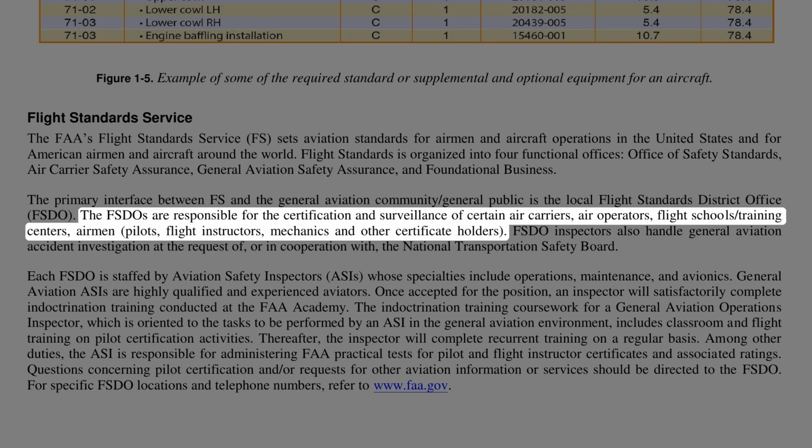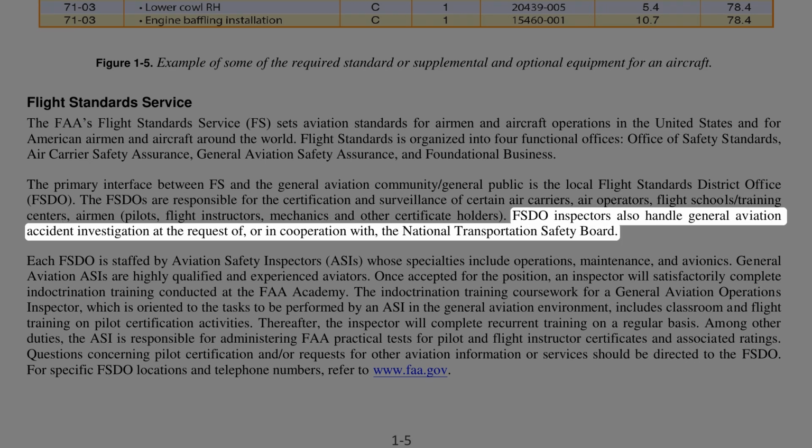The primary interface between FS and the general aviation community is the Local Flight Standards District Office, FSDO. The FSDOs are responsible for the certification and surveillance of certain air carriers, air operators, flight schools, training centers, airmen, pilots, flight instructors, mechanics, and other certificate holders. FSDO inspectors also handle general aviation accident investigation at the request of or in cooperation with the Safety Board.